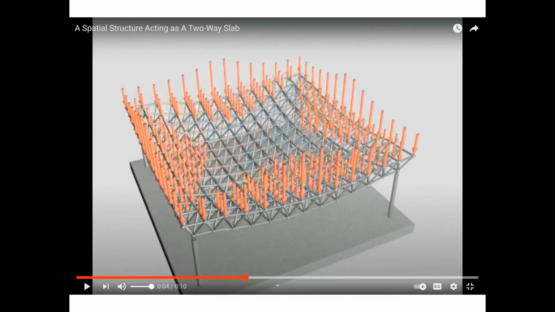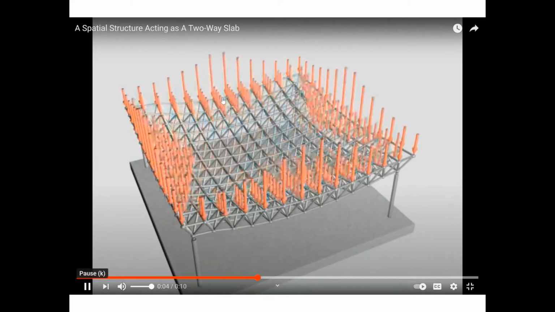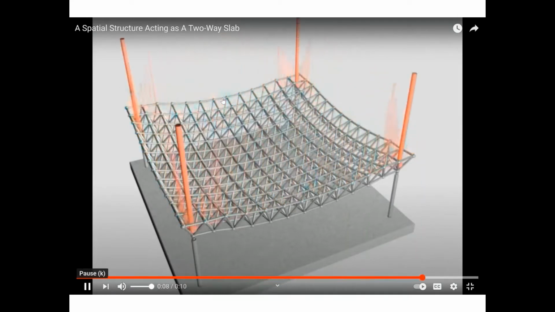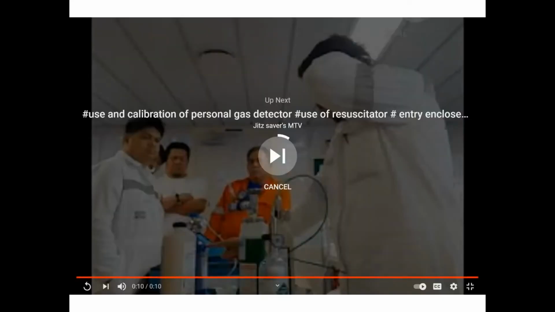So why is it called two-way slab? Because the load will move in two opposite directions, to right and to left. This is the first direction, and then to top and to bottom. This is the second direction. When loaded, it can be idealized as a two-way slab.